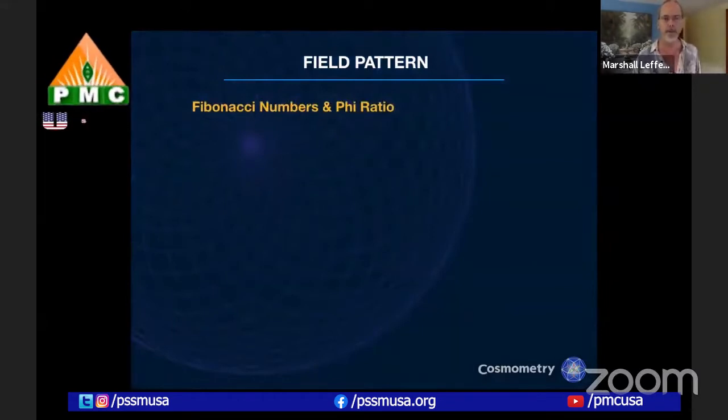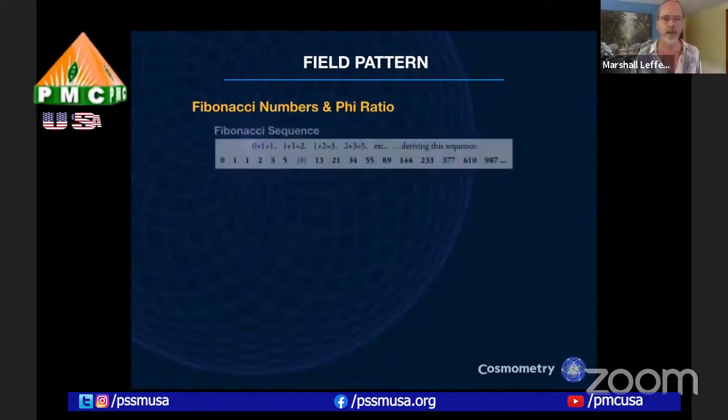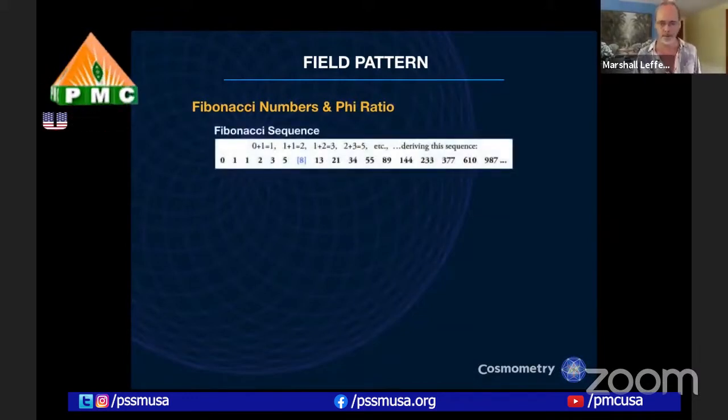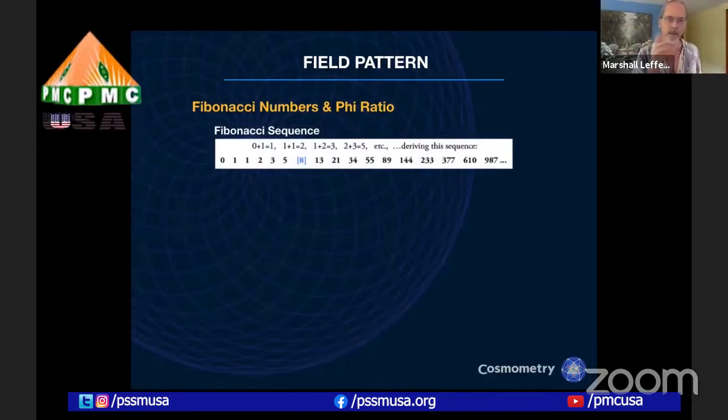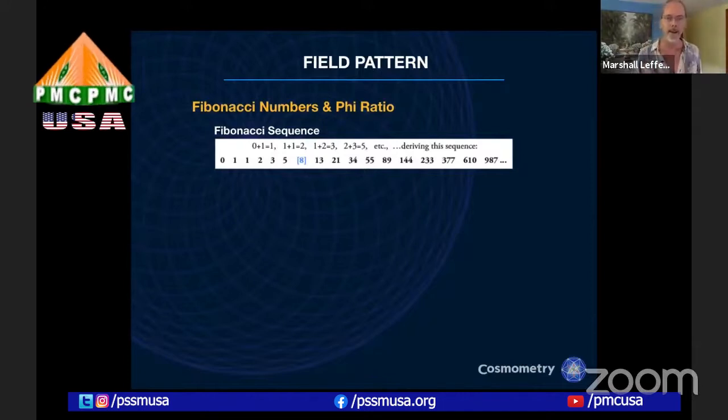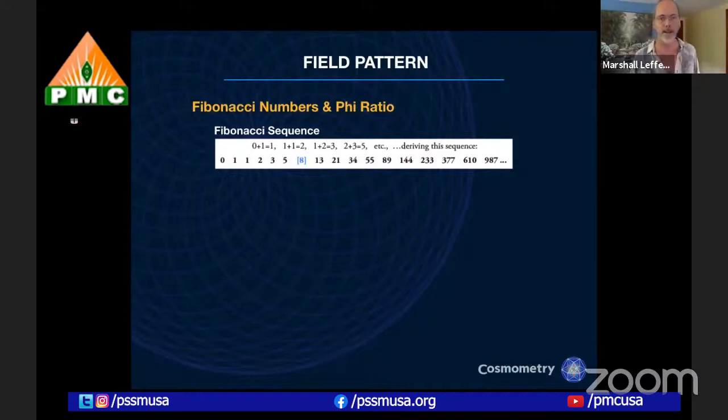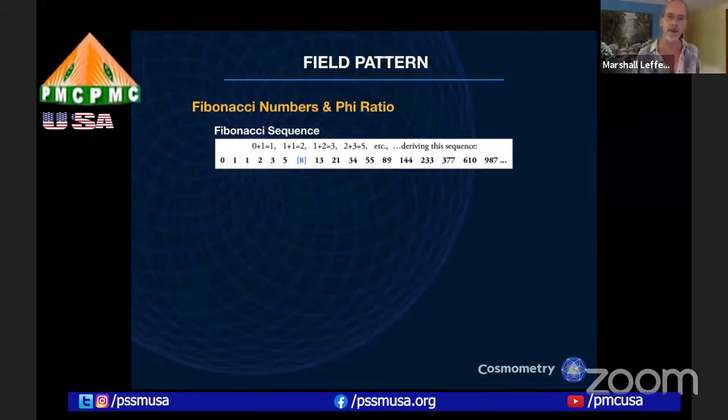Now, to understand the phi scaling angle, I just want to provide a brief introduction to the Fibonacci numbers and the phi ratio, which probably most everybody here is already familiar with, but in case anybody isn't, here's a simple introduction. The Fibonacci sequence is a series of numbers derived by starting with the numbers 0 and 1, adding them together to get 1. Then you take the first one and the second one together to get 2, and add 1 and 2 to get 3, and 2 and 3 to get 5, and 3 and 5 to get 8, etc. You get this sequence of numbers called the Fibonacci sequence.